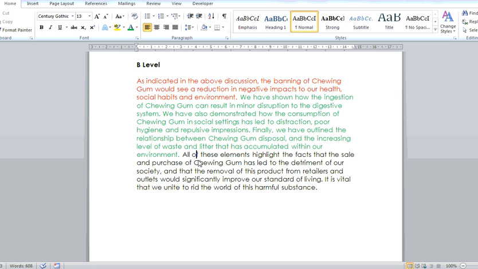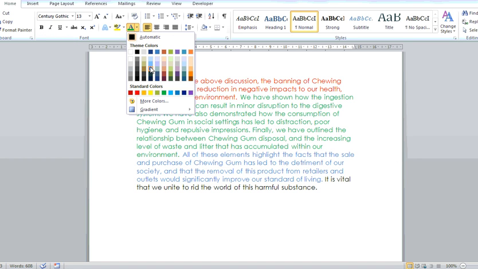consistent nominalisation. Now there's room to be a bit more fluid in the way they're going about that, and there's room to be slightly less robotic in their writing, but that's a nice solid example of a B because they're nominalising their language and they're putting in that little bit more detail. As we go through, all of these elements highlight the facts that the sale and purchase of chewing gum has led to the detriment of our society, and that the removal of this product from retailers and outlets would significantly improve our standard of living.